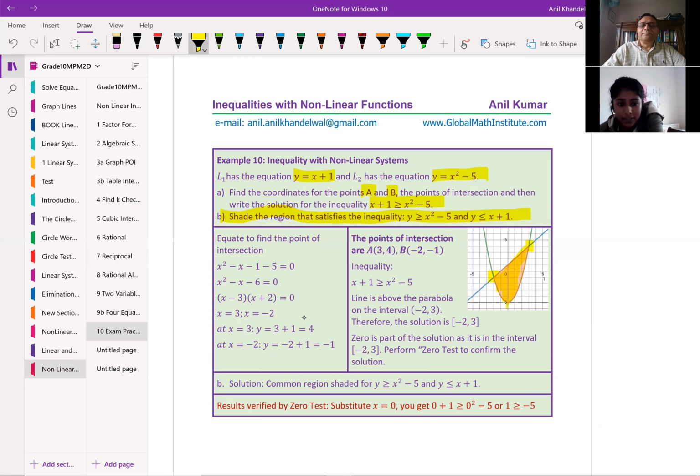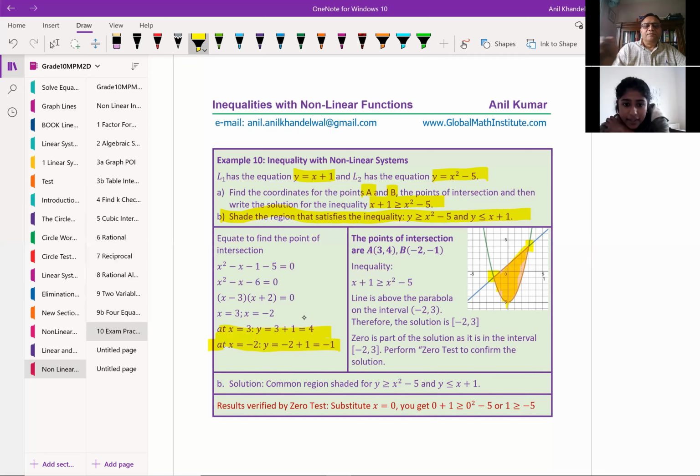So simply take the two equations, make them equal to each other, and then solve for the points of intersection. Once you find the x values, substitute into y equals x plus 1, because that's a simpler equation, and then find the y values, which you've done, and you've got A as (3, 4) and B as (-2, -1). Correct.